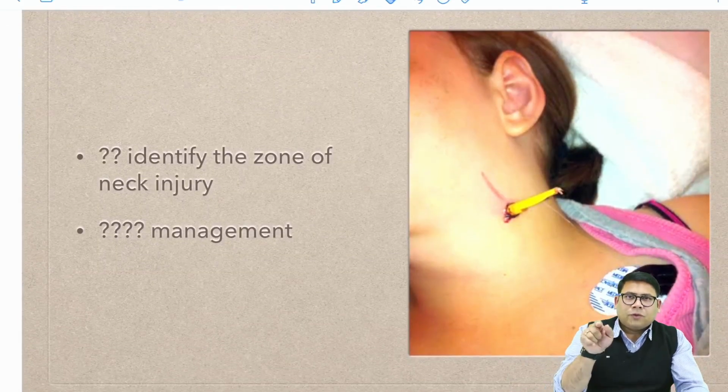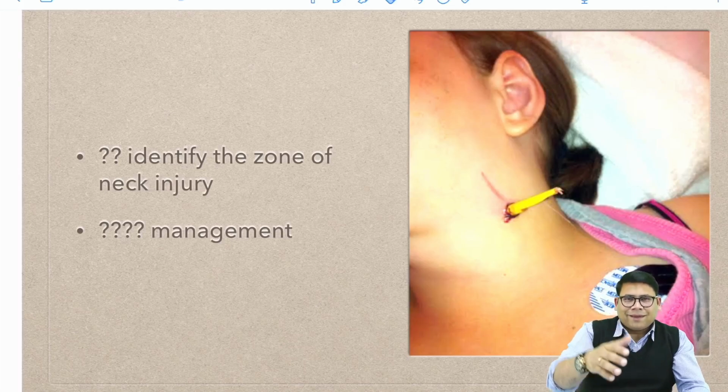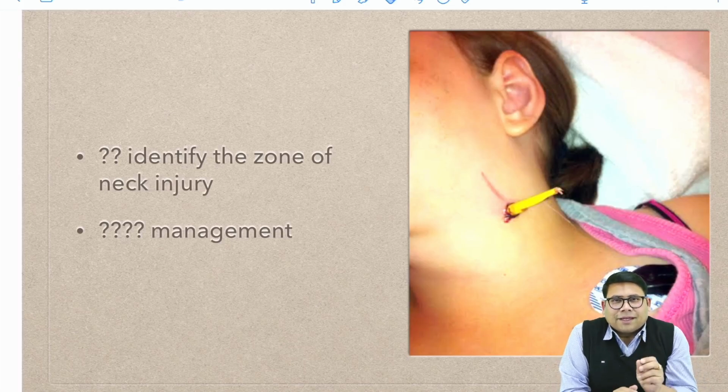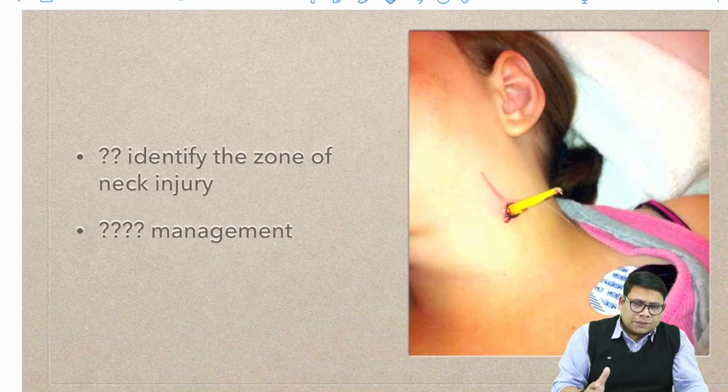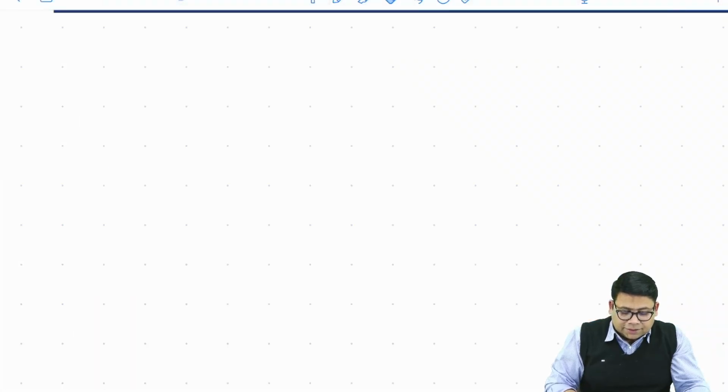So students, what are you seeing in front of you? You can comment in the comment section down below, but anyways I'll discuss the answer. Yes, it's a case of neck injury, and there is a penetrating neck injury with a foreign body impaled into the neck. Now this is a very common thing that happens during the exam, that they ask you the zone of the neck injury. So let us try to start this series.